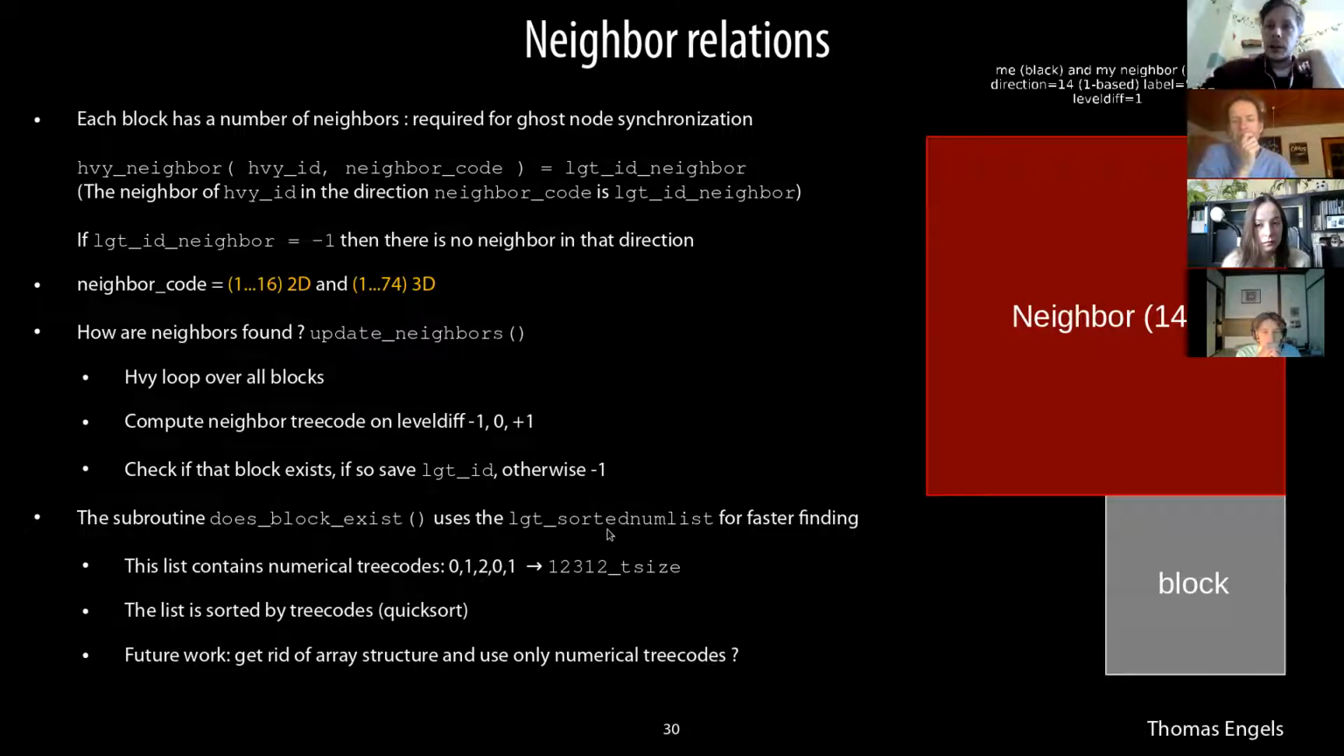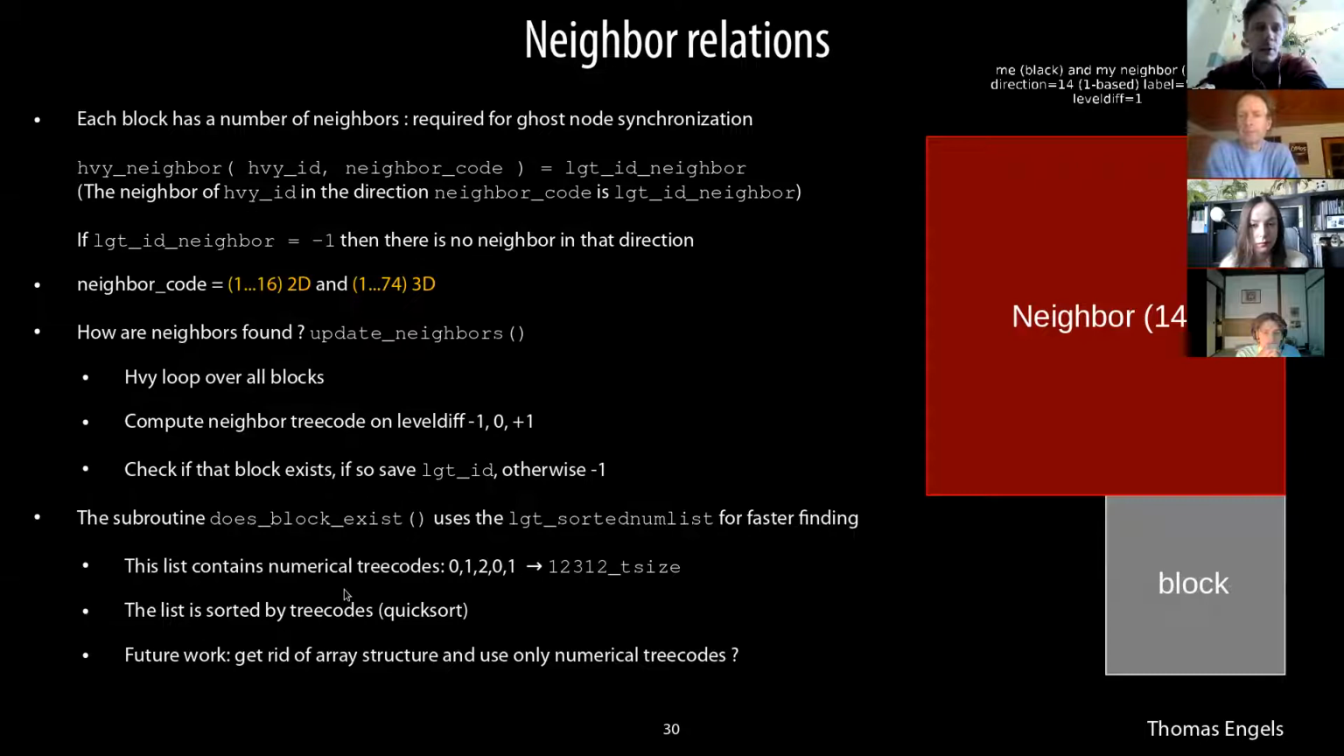And this list is actually more in the spirit of what Gargantini wanted to do. If we have a tree code like 0, 1, 2, 0, 1, it will convert it into a 1-based tree code integer. So all of these digits are just plus 1, and it's of type t size. It's a large integer. This actually limits the number of refinements that we can make in the code currently to 18. So 18 is the maximum number of refinements we can handle, because otherwise it blows up the integer precision. And this list is sorted by tree codes.